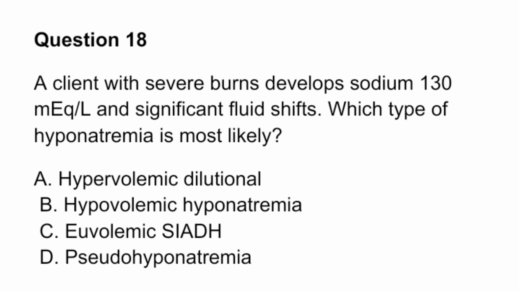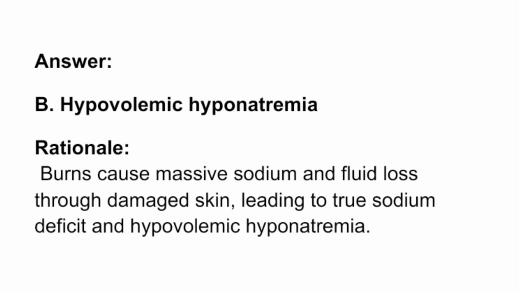Question 18. A client with severe burns develops sodium 130 milliequivalents per liter and significant fluid shifts. Which type of hyponatremia is most likely? A. Hypervolemic dilutional. B. Hypovolemic hyponatremia. C. Euvolemic SIADH. D. Pseudohyponatremia. The correct answer is B.